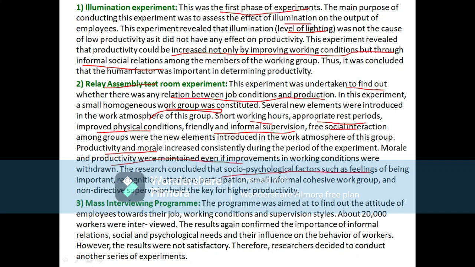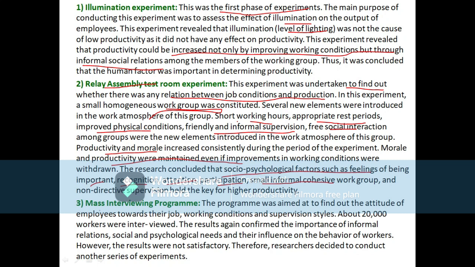So this is the reason. Socio-psychological factors, like giving importance to the employees, recognition, attention, and allowing participation, and a small informal cohesive group where they can express their own views and opinions very freely. In this type of environment, higher productivity has been seen. So this is about the relay assembly test room experiment. Then coming to the mass interviewing program.